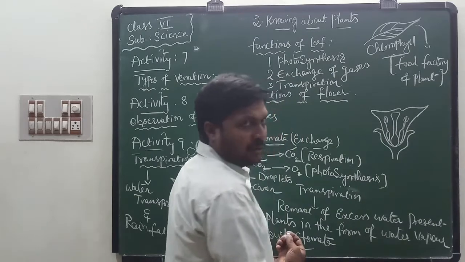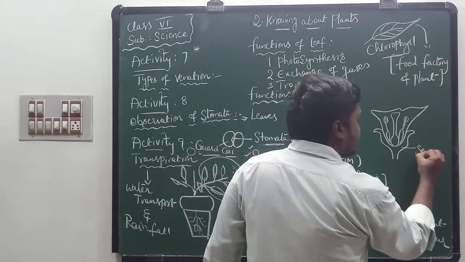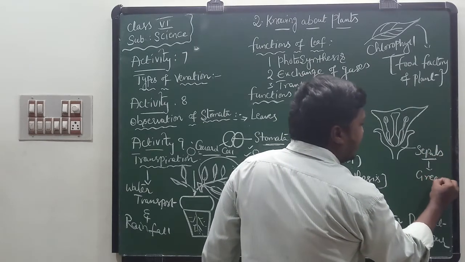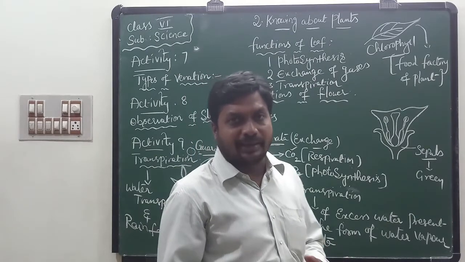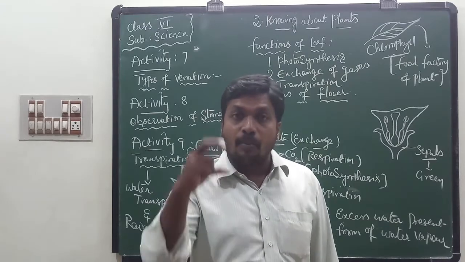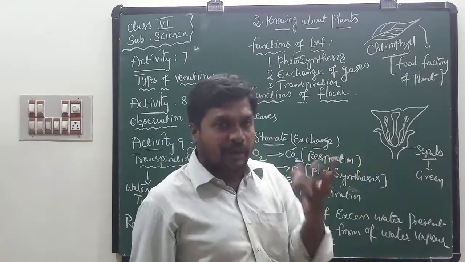If you observe a flower, the first circle in flower is called sepals. Sepals are always green in color. They help to protect the parts of flower during bud condition. Bud means mogga. Mogga dasalo unnappudu ee sepals parts protect chestayi.